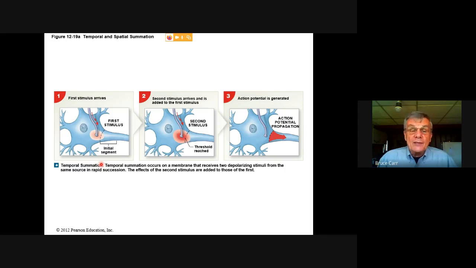There are two main ways that you can get graded potentials to add up to an action potential. This first one is called temporal. The idea is this one synapse is going to send a message down and produce this graded potential, but before it is completely dispersed, a second stimulus arrives just a little bit later. The change that it produces hits the threshold, and the action potential propagates down the axon. The idea with temporal is multiple rapid signals down the same track.